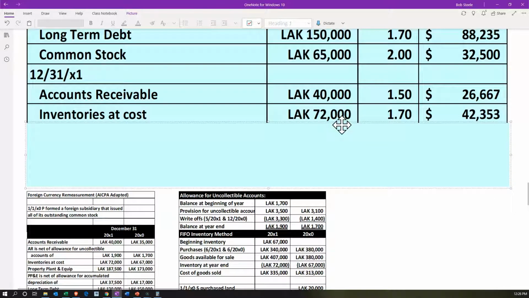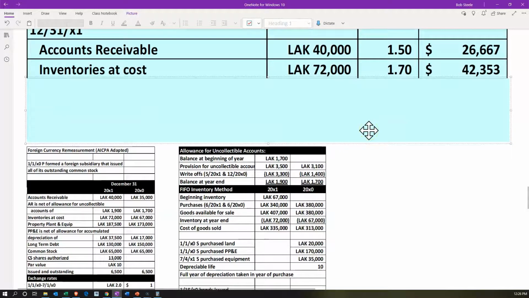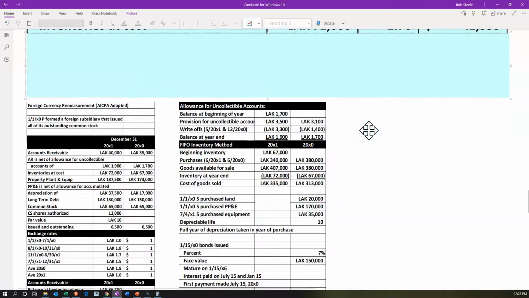And then this time we're going to deviate. This is what we're doing with remeasurement. If it was translation, we would probably be using the same date. But now we're going to be using a historical date for the remeasurement process. So we're going to need to look then when the inventory was purchased.